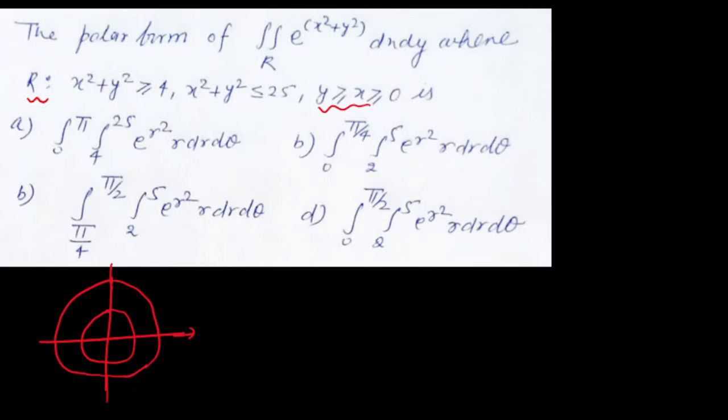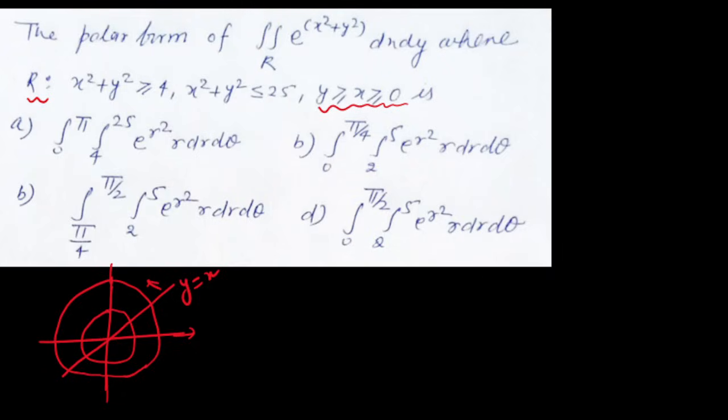The third restriction is that y should be greater than or equal to x, and both of them should be greater than 0. So first of all, if you draw the line, this is the line y equals x, and y greater than or equal to x means we have to consider the region lying above this line. If we take the other side, below the line y equals x, in this side x will be greater than y. I hope you understand this.